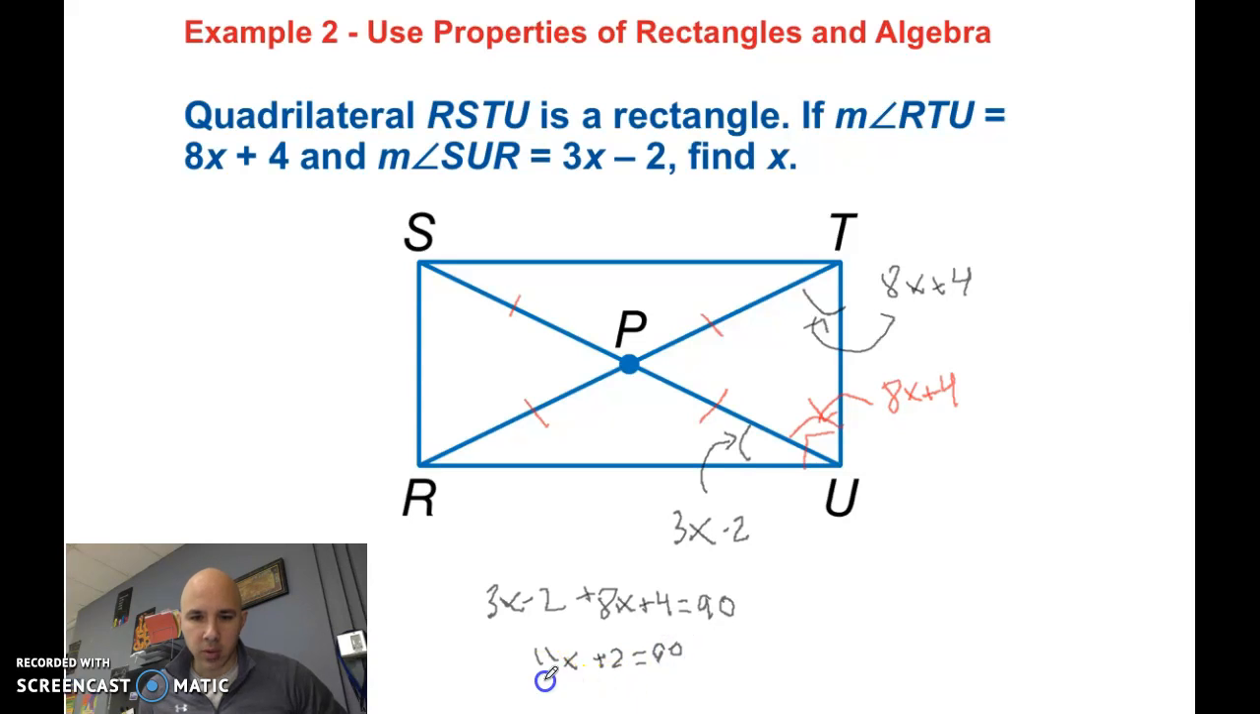Let's subtract 2 on both sides. 11x equals 88. And then let's divide each side by 11. X equals 8.